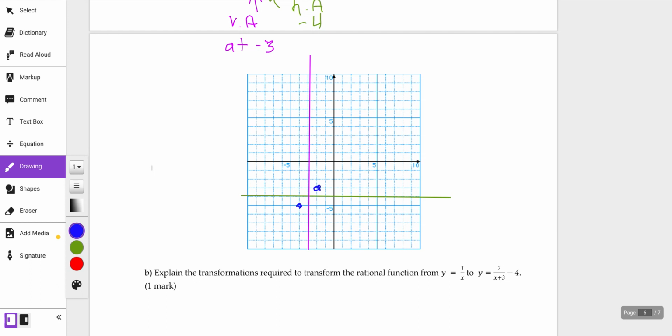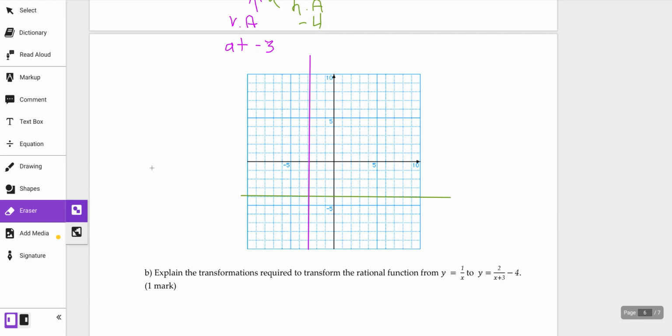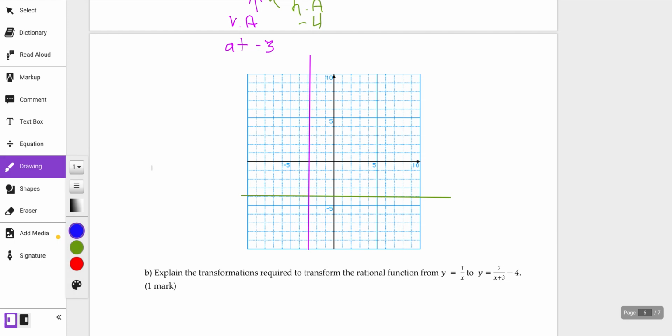But those points were vertically stretched by a factor of 2, meaning that it's not going to be 1 up, it's now going to be 2 up from the center of those asymptotes crossing. You then would draw a nice looking function like this with arrows on it. You do have to have arrows. Make sure you draw it as close to your asymptotes as possible without going over.